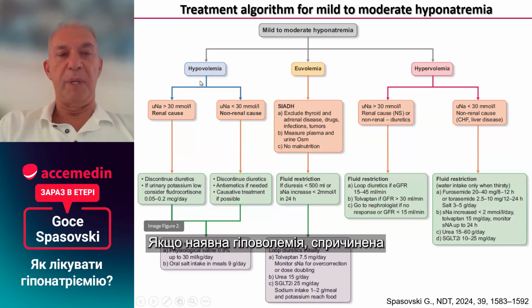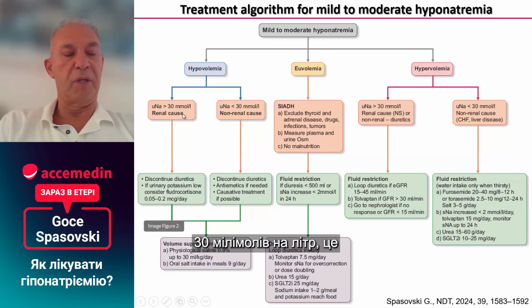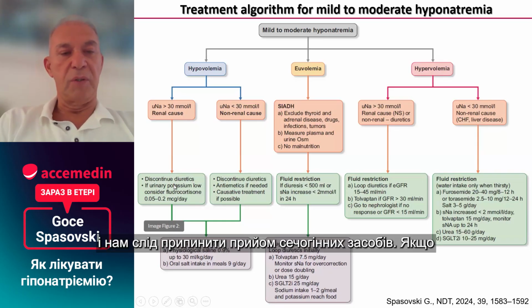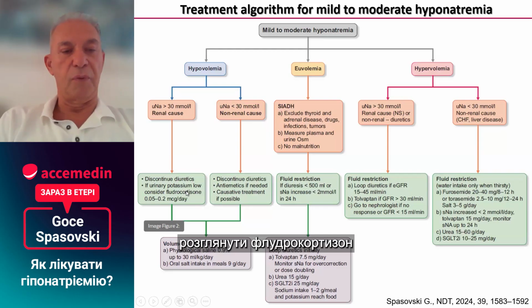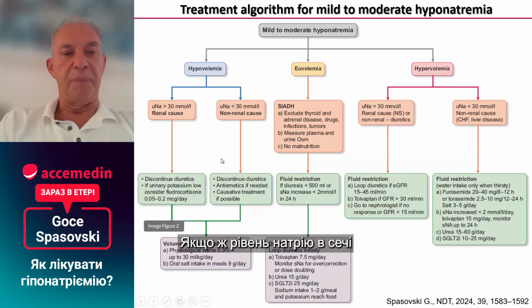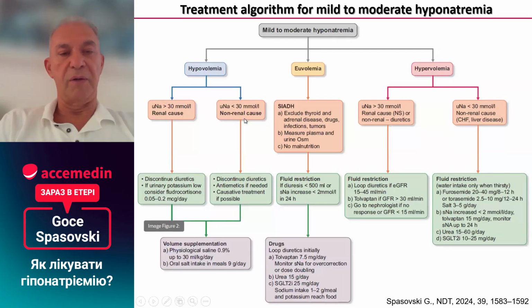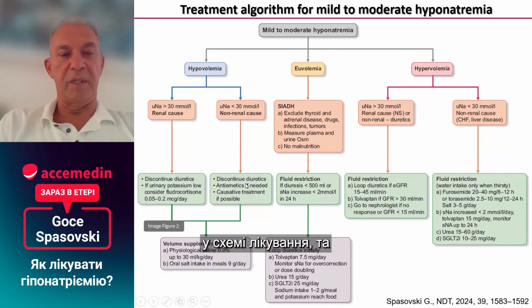If it is hypovolemia and true hyponatremia, then we should measure urinary sodium level. If it's above 30 millimoles per liter, then we can say it is certainly a renal cause, and we should discontinue diuretics. If urinary potassium is low, we should consider fludrocortisone. And if urinary sodium is below 30, it's certainly a non-renal cause. Again, we should discontinue diuretics if they are present in the treatment. We should give antiemetics if needed and causative treatment if possible.